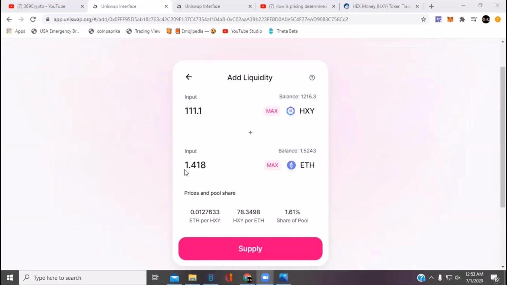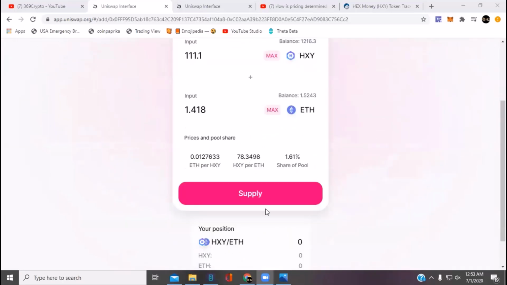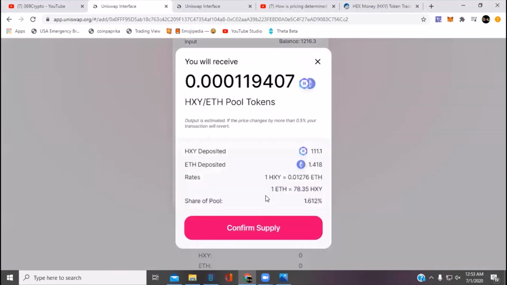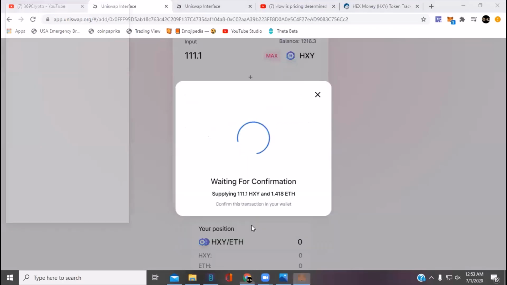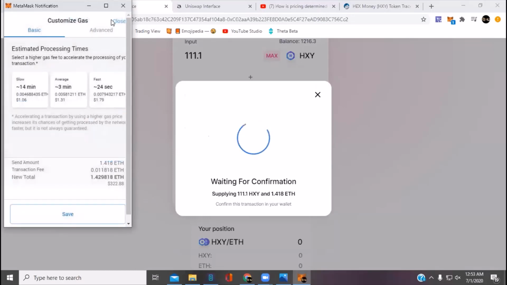111.1, just reviewing this transaction, matched up with 1.418 Ethereum, and I don't think that's changed. Yep, it's about the same. So I'm going to supply both sides of this pair into this liquidity pool on Uniswap V2. That's how many Hexy ETH pool tokens I'll get for that amount. It'll be 1.61%. Confirm. 267, not bad. I'm going to edit that and see if we can speed it up for you guys. Well, that's already maxed out.